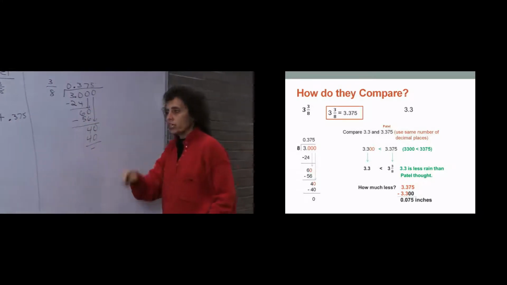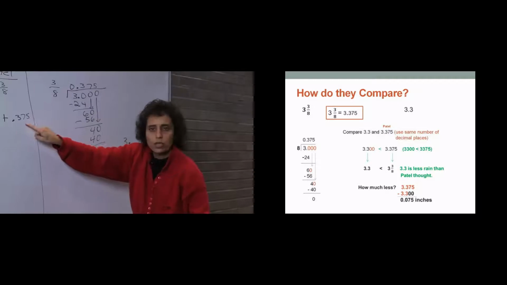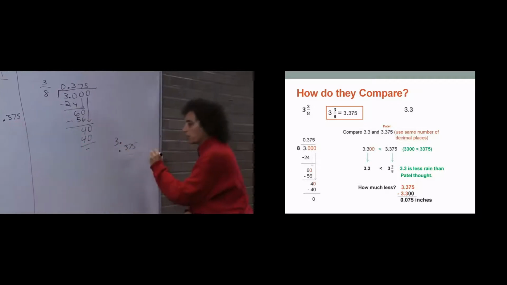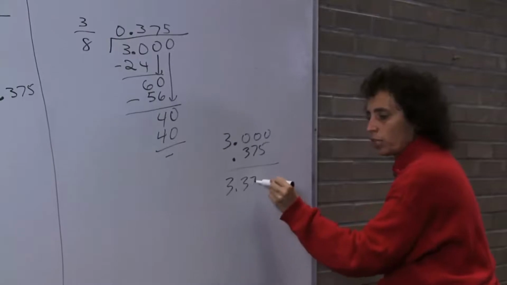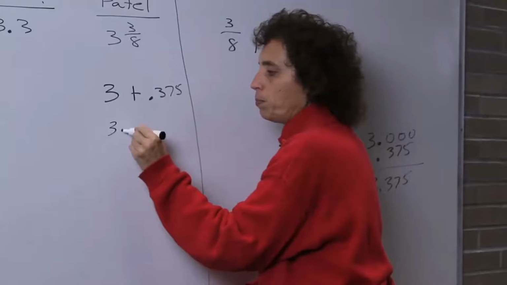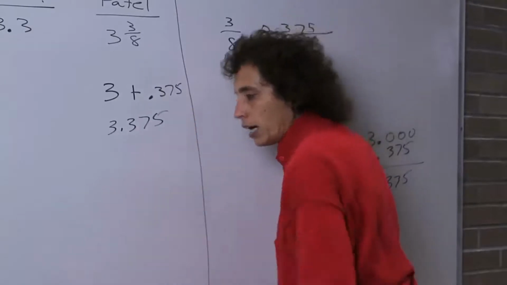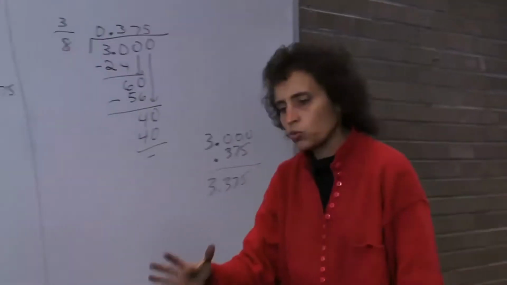Now, here's the deal. Remember how to add. This is 3 point, and this is 0.375. I'm adding the 3 plus the 0.375. Don't forget to line up your decimals. So this is 3.375. So that's what this is, 3.375.